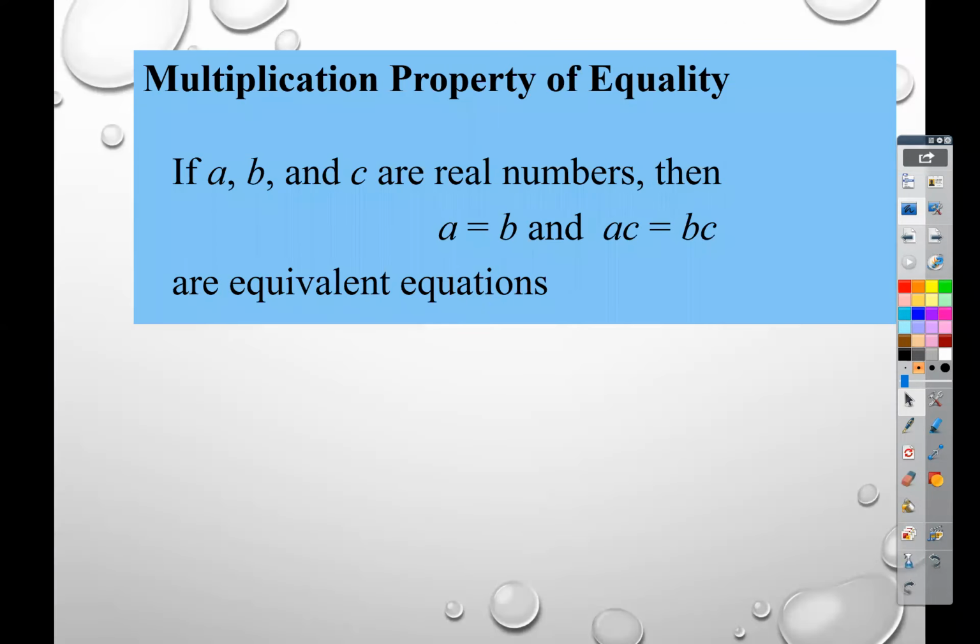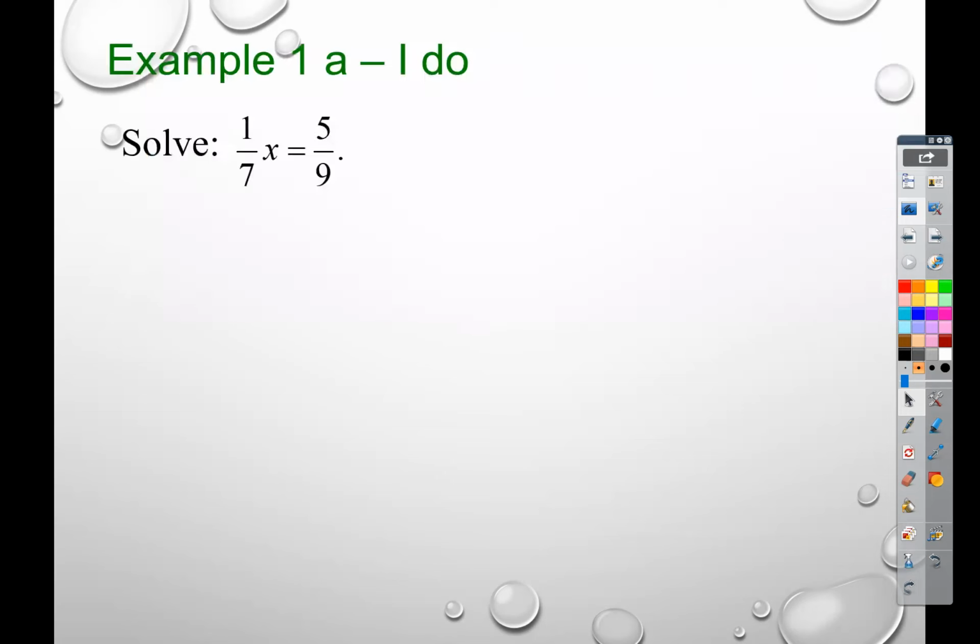problems. So the multiplication property of equality, like I was saying, if you multiply the same thing by both sides of the equation, it still stays equal. So now we're going to work out some.